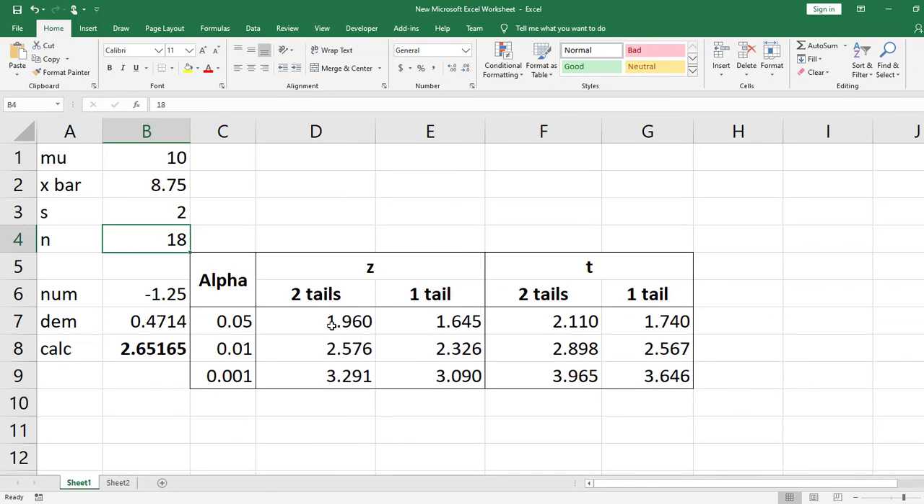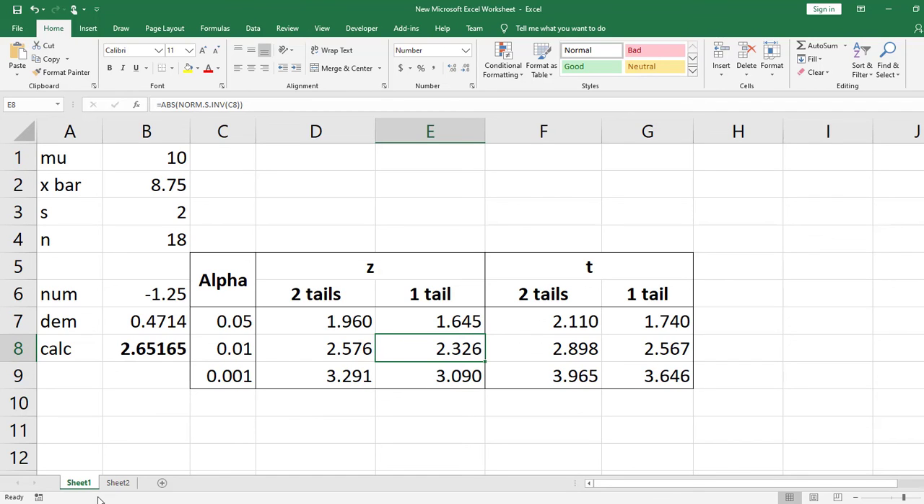Statistically significant at 95%, not statistically significant anywhere else. Well, actually, wait. I have to be careful, don't I? Is this a 1 or a 2-tail test? 1-tail test. Statistically significant here, still not statistically significant at 99%. Right, with that 2.326. But not bad.